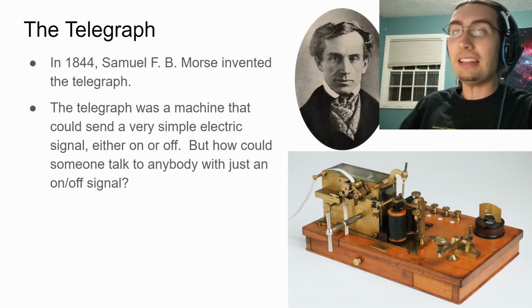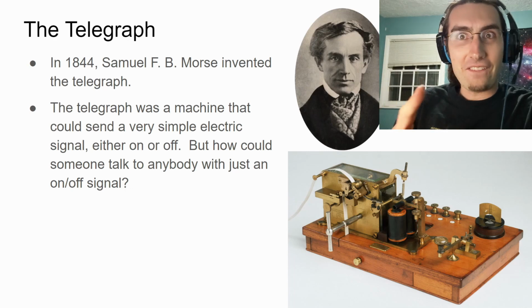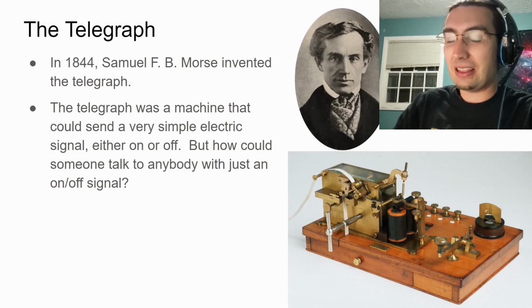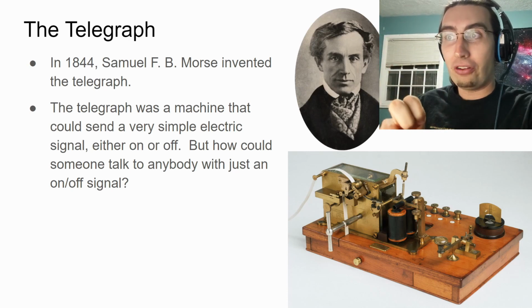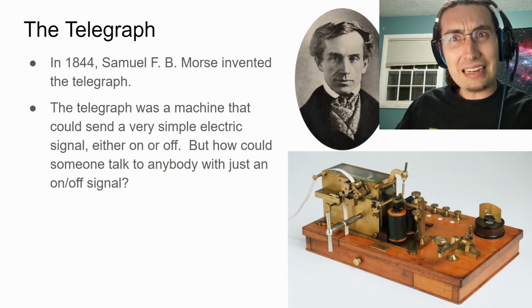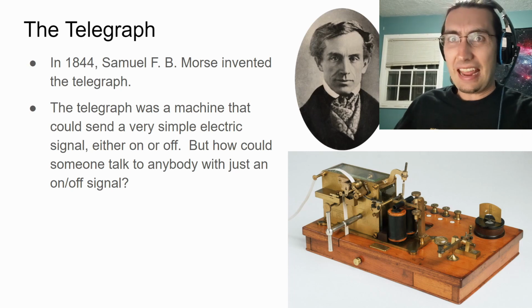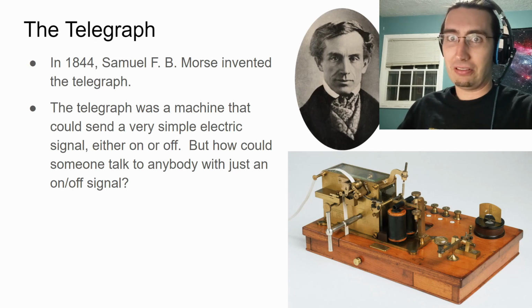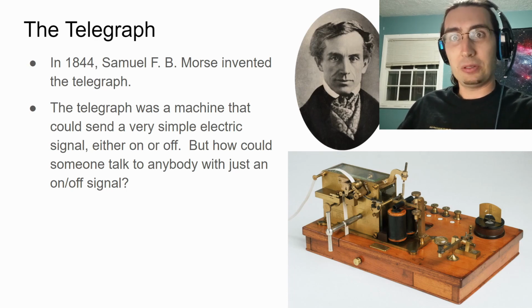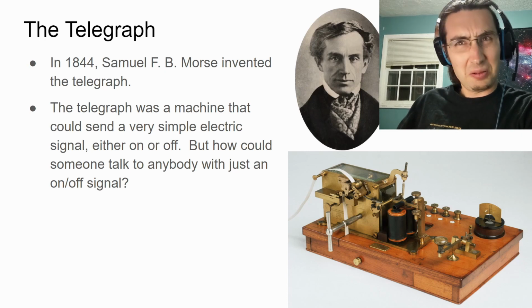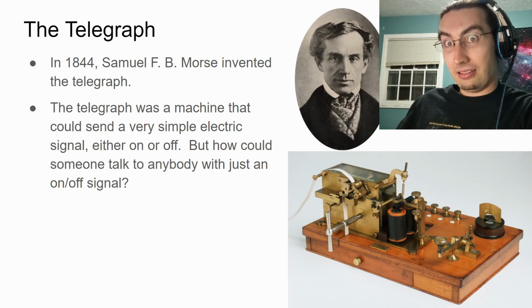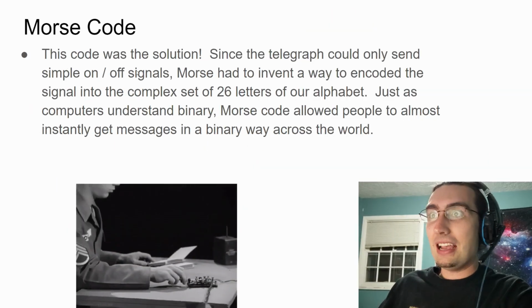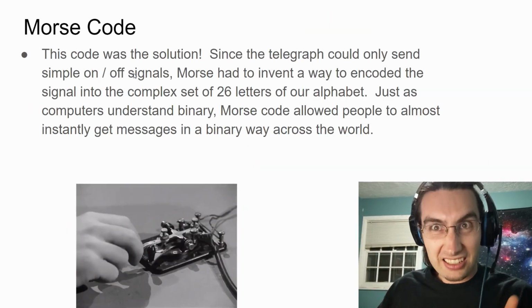The telegraph was a machine that could send a very simple signal, an electric signal that was either on or off. But how could somebody talk to anyone with just an on or an off signal that made kind of a beeping noise if it was on and no noise if it was off? How would you do that? Well, he invented a way to do it. He invented something else, Morse code. And the code was the solution to talk to people.